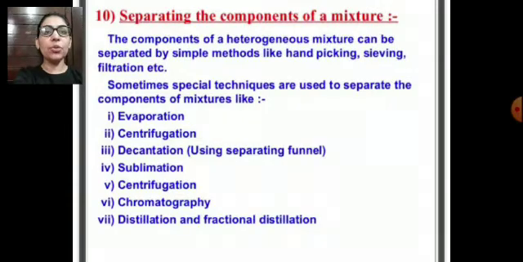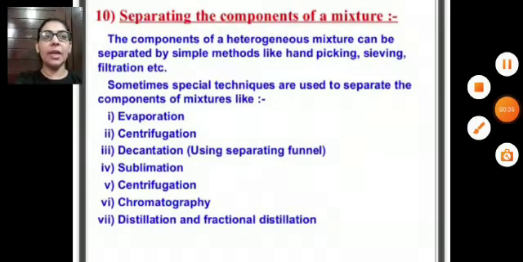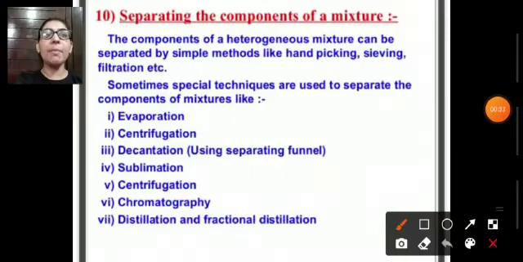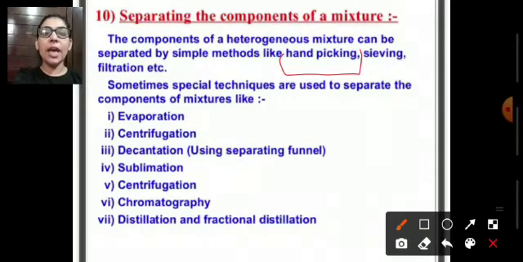Now, proceeding towards our next topic, the separating of components of a mixture. How can various components from a mixture be separated? The components of a heterogeneous mixture can be separated by simple methods, like the hand picking method, that is, separating any unwanted particle with the help of our hand.